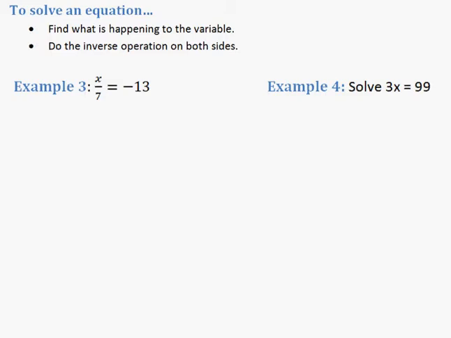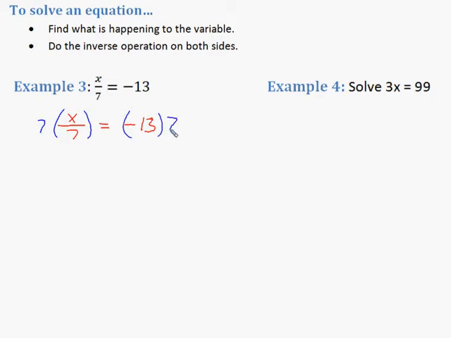Example 3, what's happening to the variable? Well, the variable is being divided by 7. So we're going to do the inverse operation. I'm going to give ourselves a little more room here. The inverse of dividing is multiplying. And so the way that we can write this is we're going to multiply both sides by 7, because what we do to one side, we have to do to the other side.